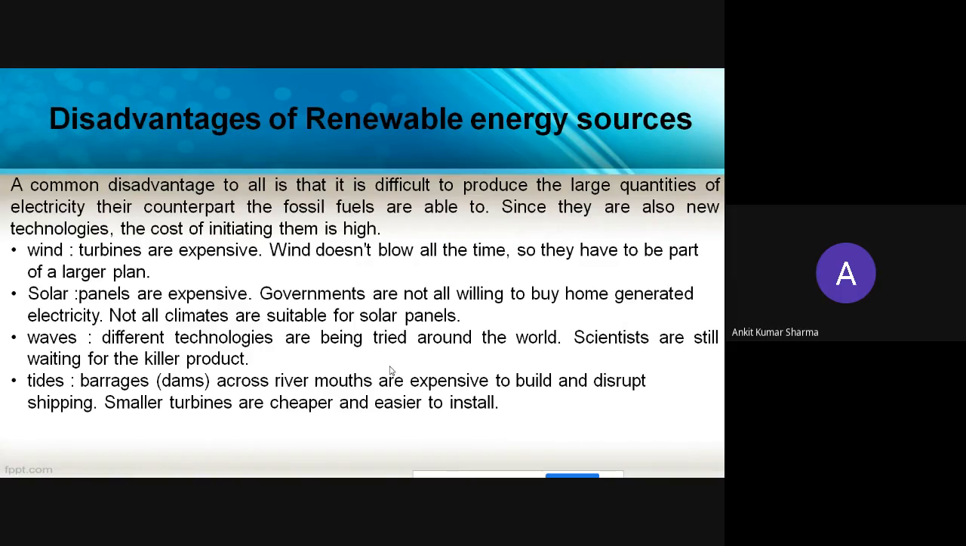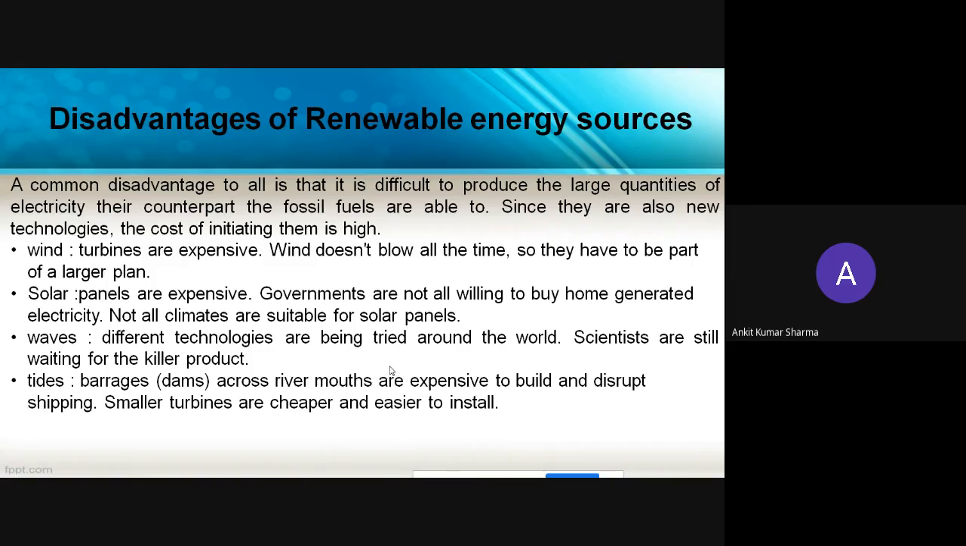Now we discuss the disadvantages. A common disadvantage to all is that it is difficult to produce the large quantity of electricity that their fossil fuel counterparts are able to. Actually, we have already discussed that: these renewable energy plants are used as peak load plants, but not as base load plants. It's really difficult to produce a large quantity of electricity. But since they are also new technologies, the initial cost and the installation cost are really high for these plants.